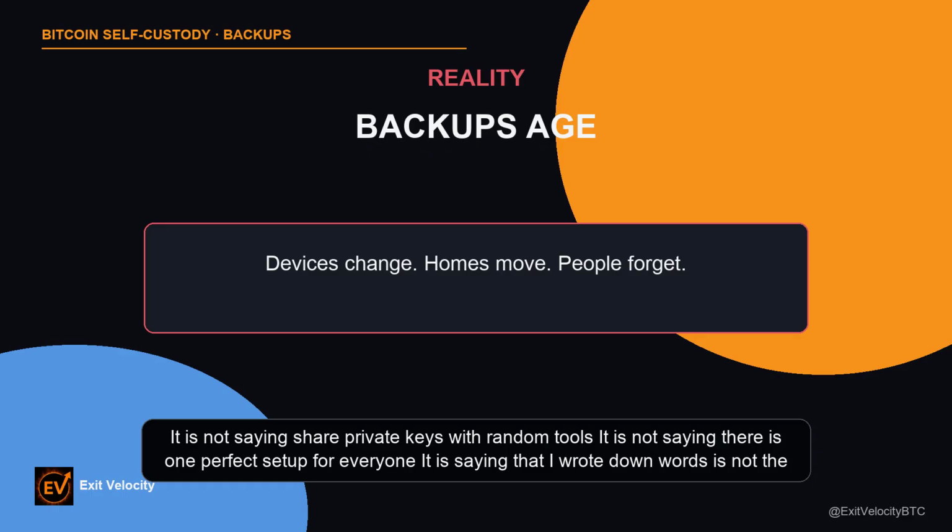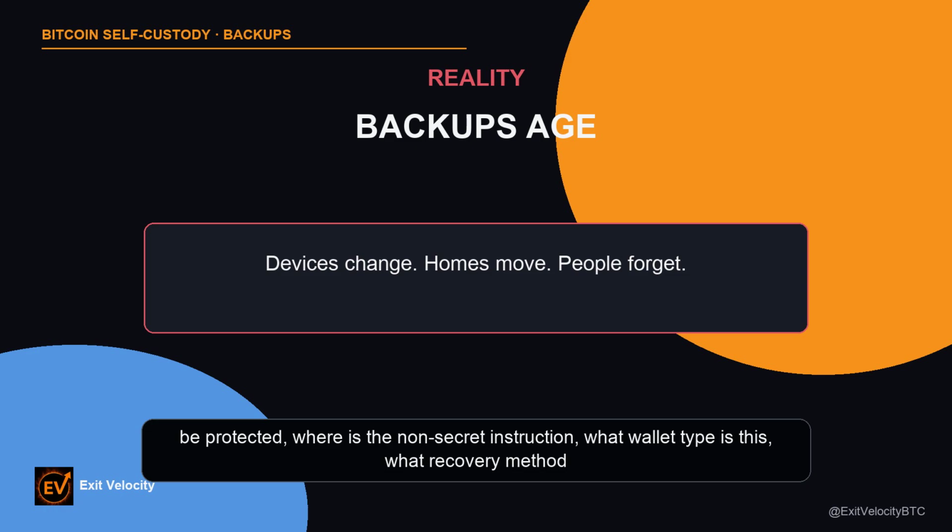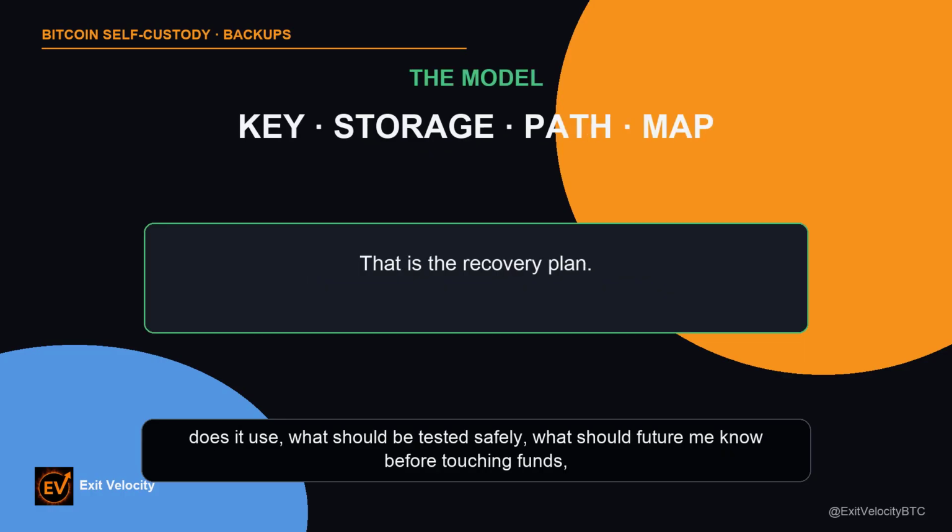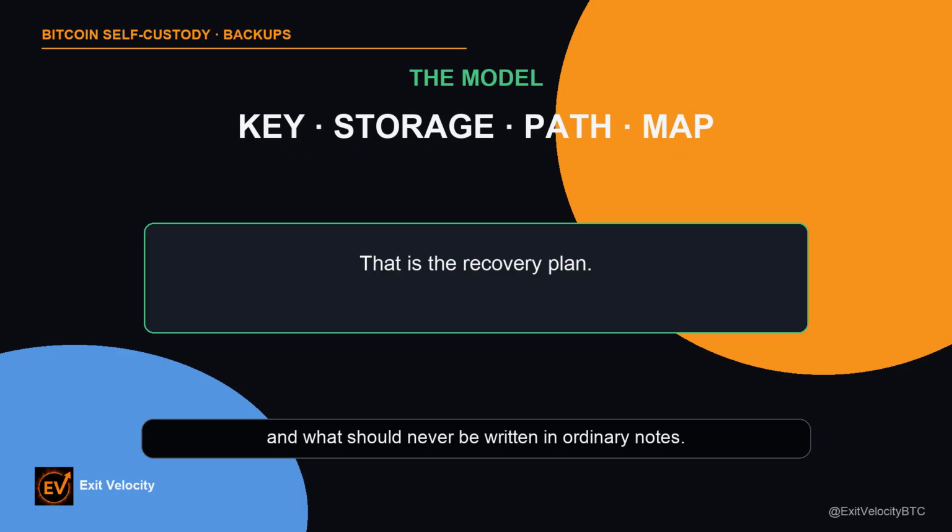If the only way to explain your setup is to reveal sensitive material, the documentation is wrong. If future you cannot tell whether a backup is active or obsolete, the documentation is incomplete. If a trusted person would have no idea what the words mean in an emergency, the recovery path is not really a path. Again, do not solve that by writing secrets everywhere. Solve it by separating the secret from the instructions around the secret.